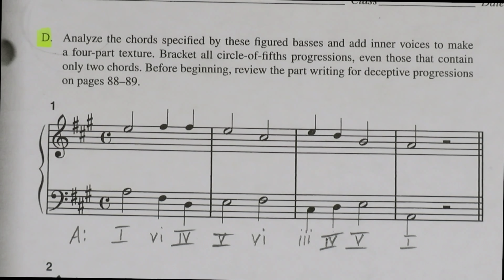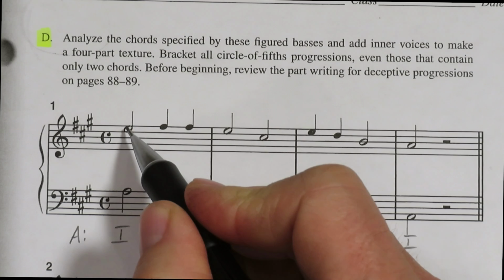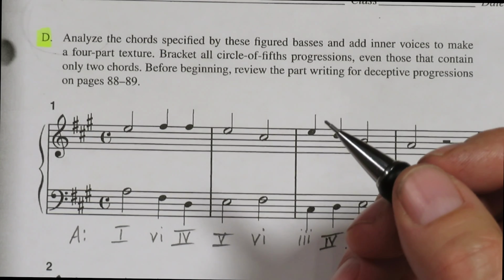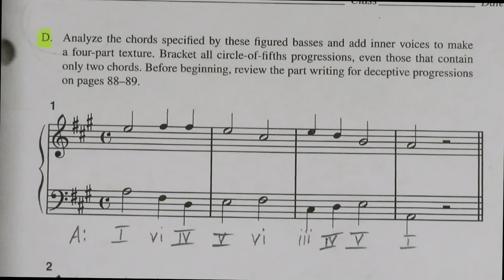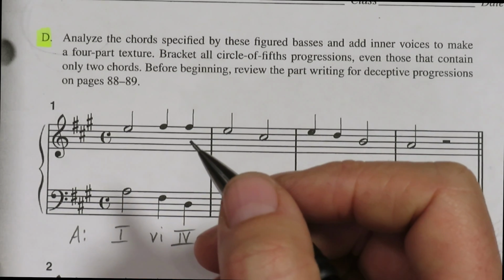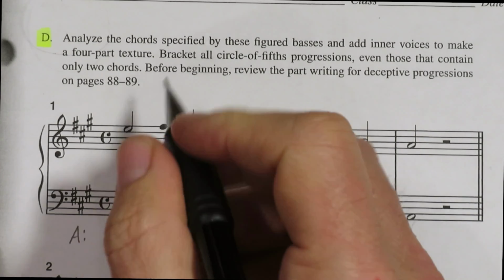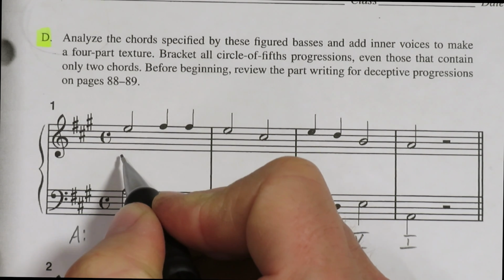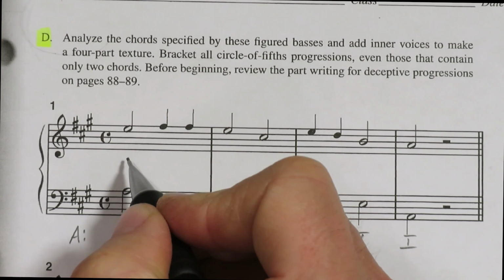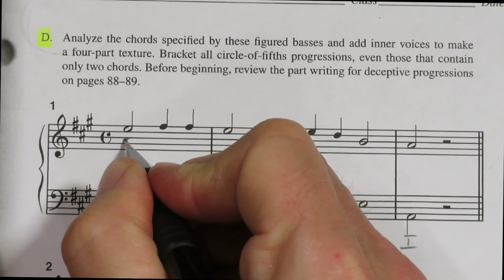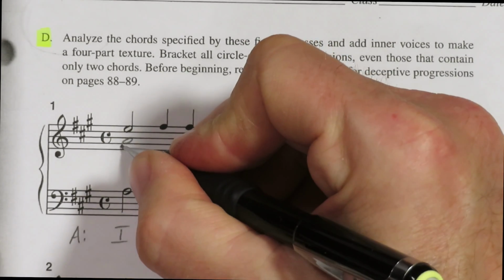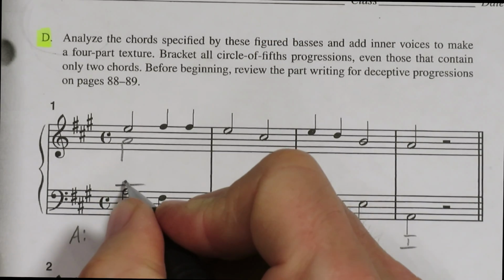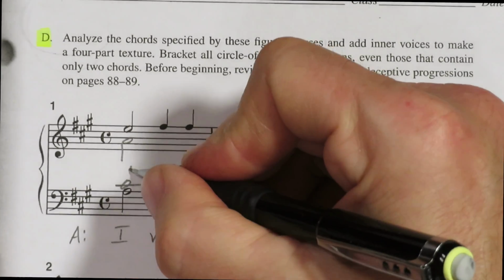So we have an A and an E. So we want to try and double the A and add a C sharp. Let's see. The best way I think to do that, because the C sharp is very close up here and it would be too far away down here. So let's just double our A in the alto and put the C sharp here in the tenor. Okay.